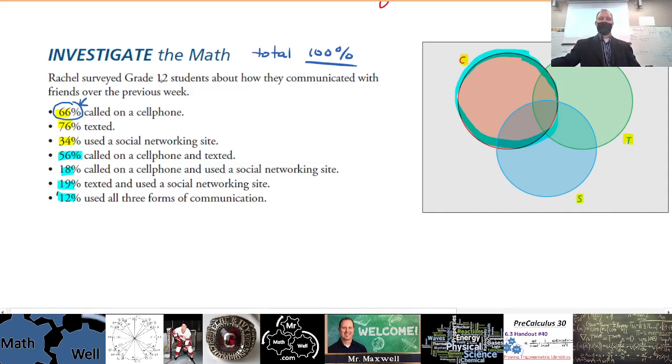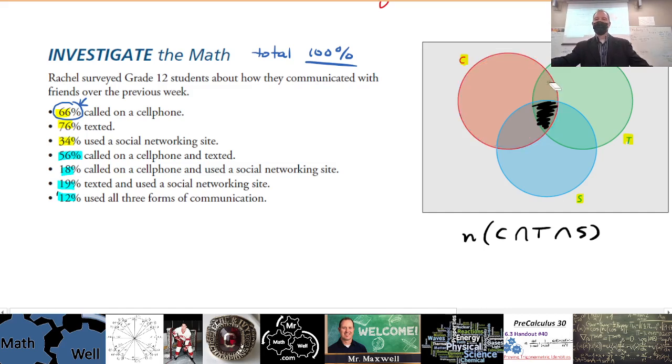You could start by putting 66 in here, but we don't know how many are in these other sections as well. So this is what I would suggest for this type of question. I would suggest starting with this middle section first, if you can place that. Always start in the middle. That's the number of C and T and S. If you can identify that, you want to place that in your Venn diagram first. A very important rule that we should always do. And that, of course, is the 12% who used all 3 forms of communication. So I'm going to put a 12 right in there, because it's easier to work out from that.